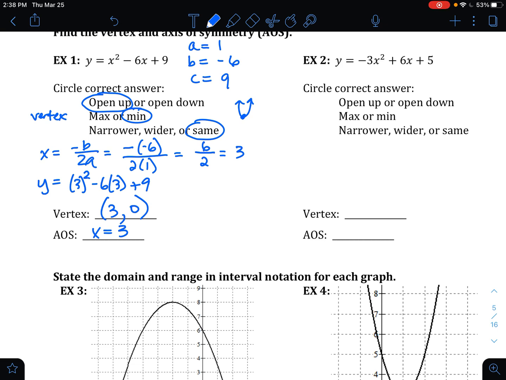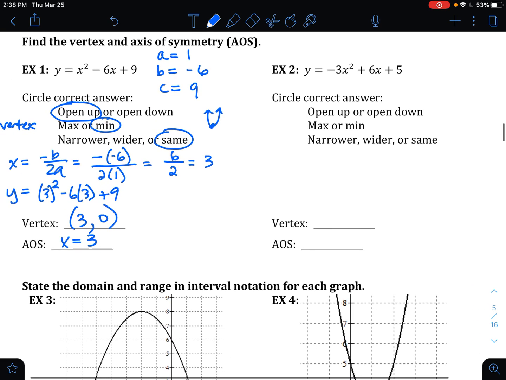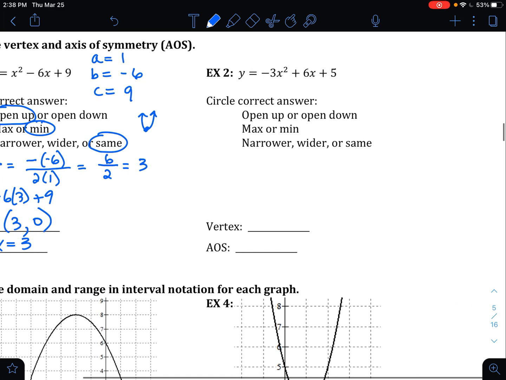All right, you might try to pause the video and move on to number 2. And then when you are done, or if you get stuck, come on back.